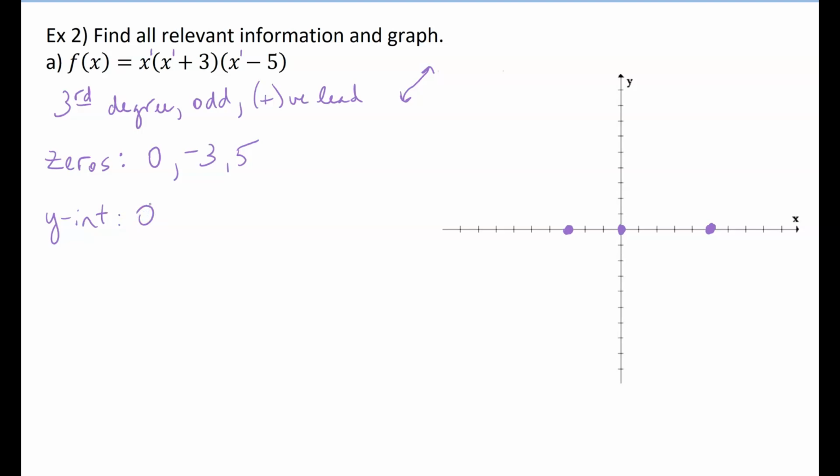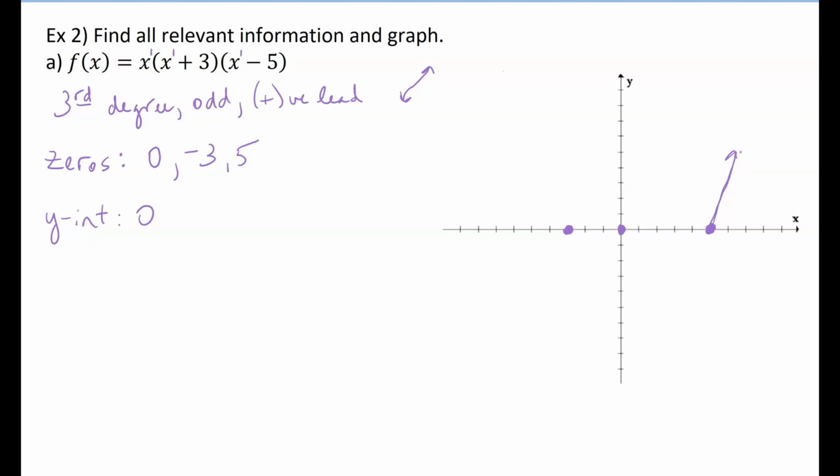And then the last part, the sign analysis. Before I go into the sign analysis, I already know that my right tail should go upward in the positive direction. So I'm not going to spend time doing sign analysis on the right side because this is already doing that.